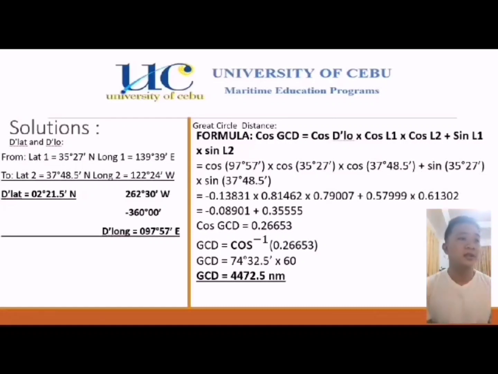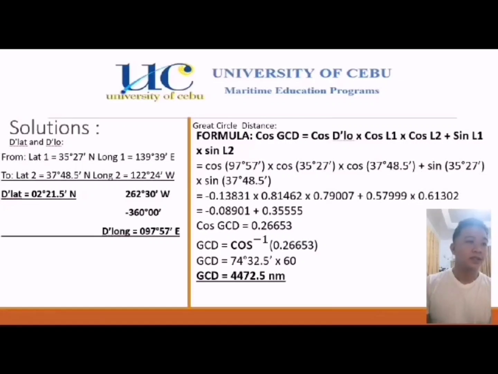So we have determined that our latitude 1 is 35 degrees 27 minutes north, and our latitude 2 is 37 degrees 48.5 minutes north. Since they both have the same direction, which is north, we need to subtract them. Since we cannot subtract 35 degrees 27 minutes from 37 degrees 48.5 minutes directly, we need to reciprocate them. So 37 degrees 48.5 minutes minus 35 degrees 27 minutes. First we subtract from right to left, which is 48.5 minus 27, which is 21.5. Then 37 minus 35, which is 2. So the difference of latitude is 02 degrees 21.5 minutes north.